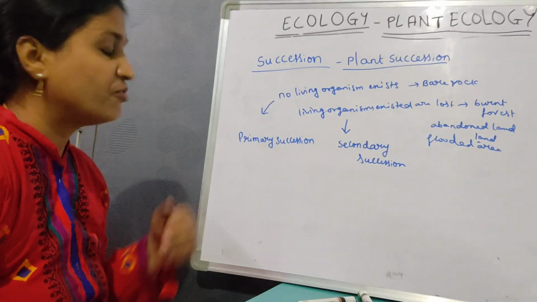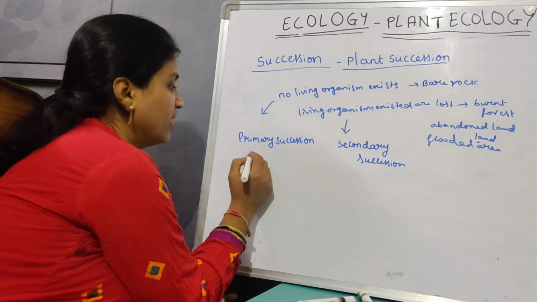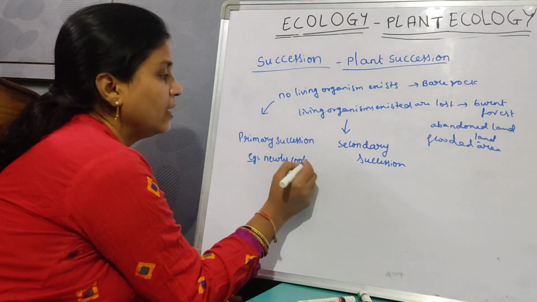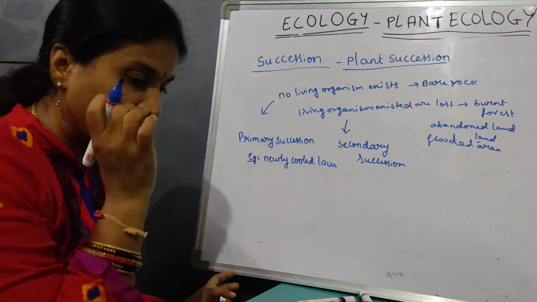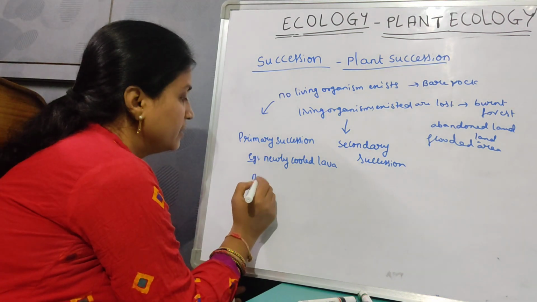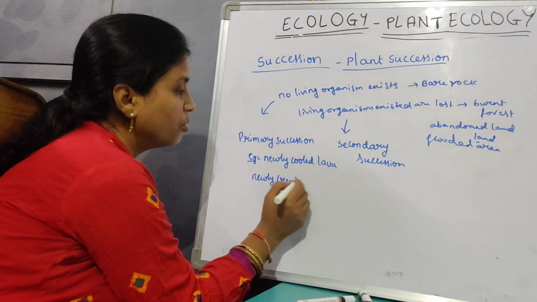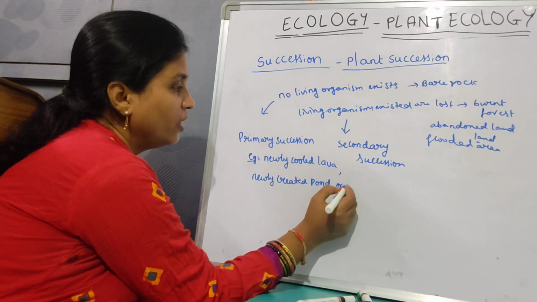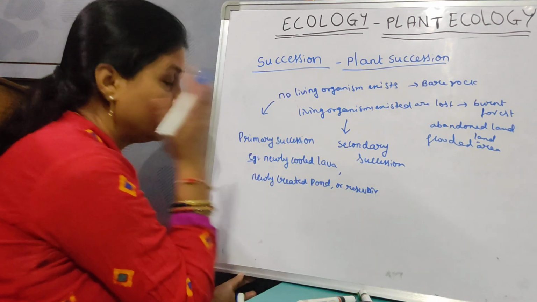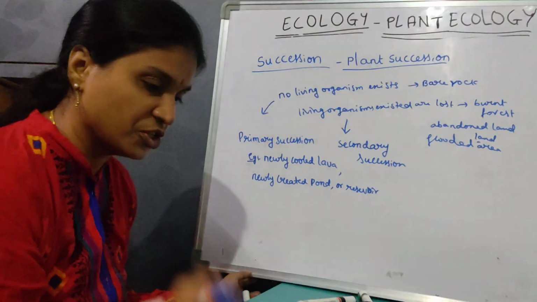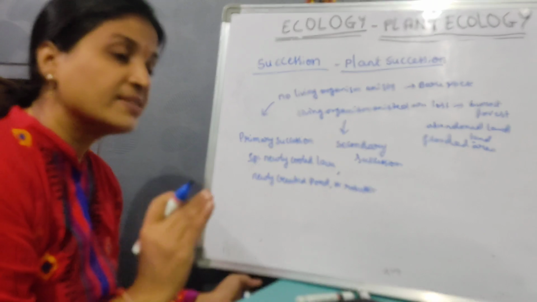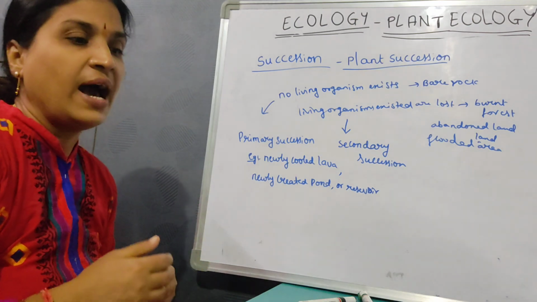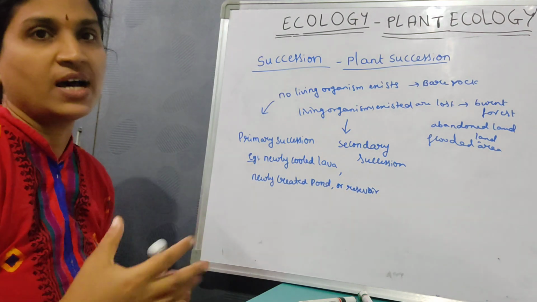If you take examples of primary succession, there is newly cooled lava. One such example is bare rock, which I have given. Then newly cooled lava, and a newly created pond or reservoir are all examples of primary succession. In this case the succession is very slow, because the whole process has to start from the beginning. It takes thousands of years to start the succession.